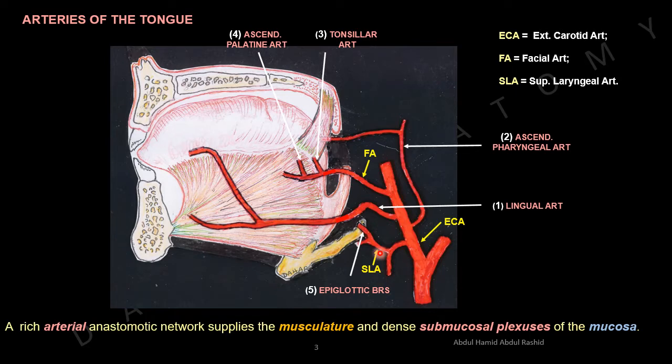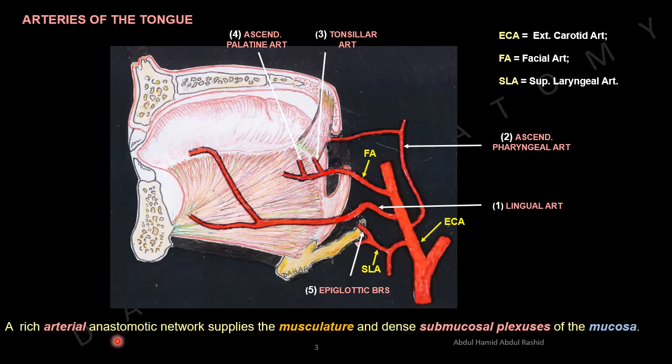Now, what are the arteries of the tongue? Number 1, lingual artery. Number 2, ascending pharyngeal artery. They are branches from the external carotid artery. Number 3, tonsillar artery, and number 4, ascending palatine arteries are branches from the facial artery. Number 5, epiglottic branches are from the superior laryngeal artery.